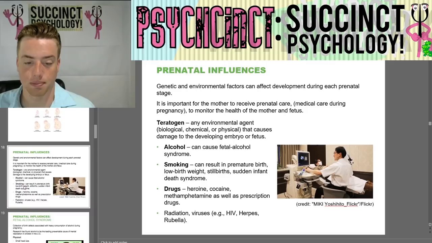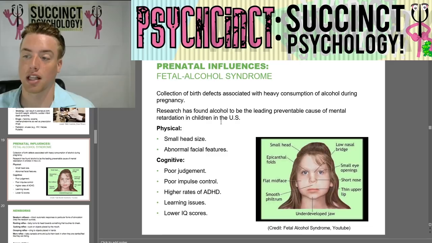So we have here fetal alcohol syndrome. It is a collection of birth defects associated with heavy consumption of alcohol during pregnancy. Research has found alcohol to be the leading preventable cause of mental retardation in children in the U.S.